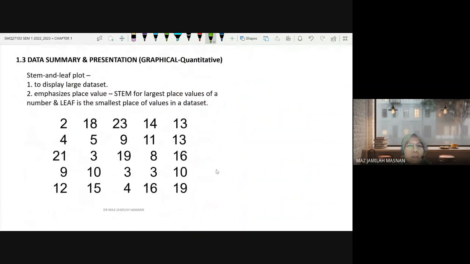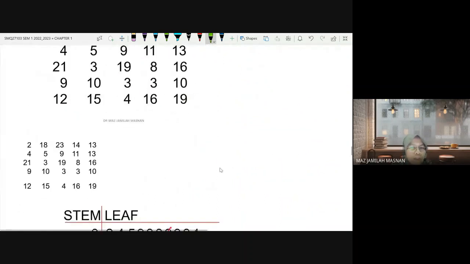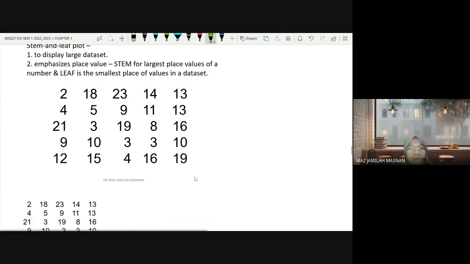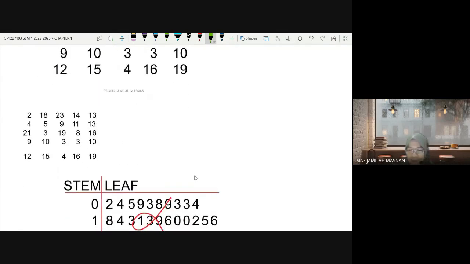Okay. So if you don't have any questions, let us look at the example on page 17. Example 1.8, page 17. Now you have your data here. Now, how can I plot my stem and leaf?